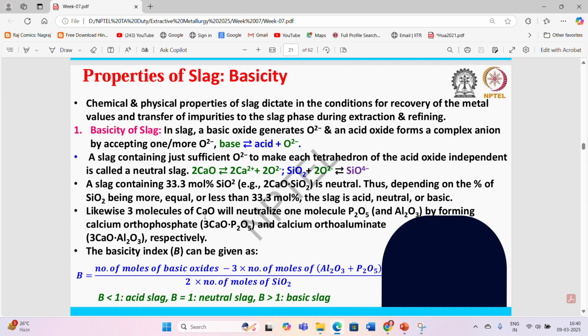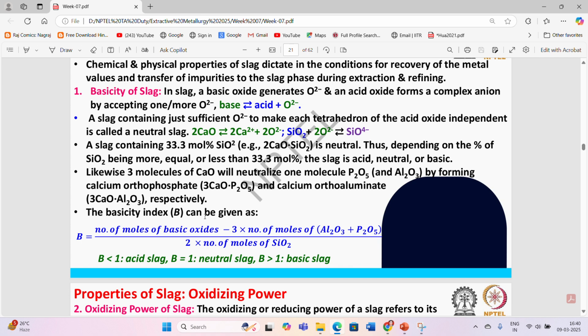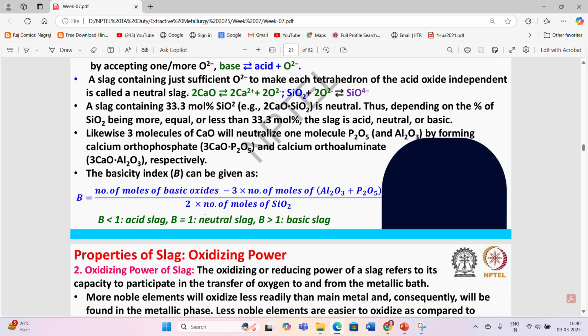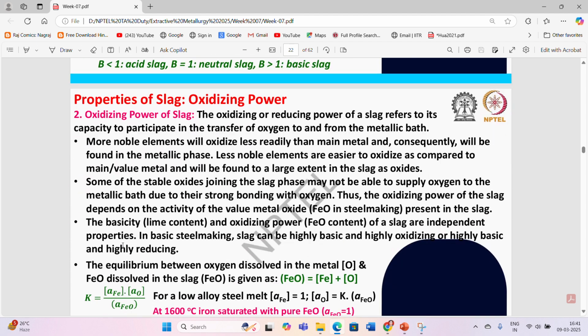So basicity of slag generally depends on the amount of SiO2 present inside that particular slag material, or we can say the ore concentrate which we have used for the smelting processes. So the basicity index can be given as the number of moles of basic oxides minus 3 into the number of moles of Al2O3 plus P2O5, divided by 2 into the number of moles of SiO2. If the basicity index is less than 1, then it will be called acidic slag. B equal to 1 is neutral slag, and if the basicity index is higher than 1, then it will be called basic slag material.